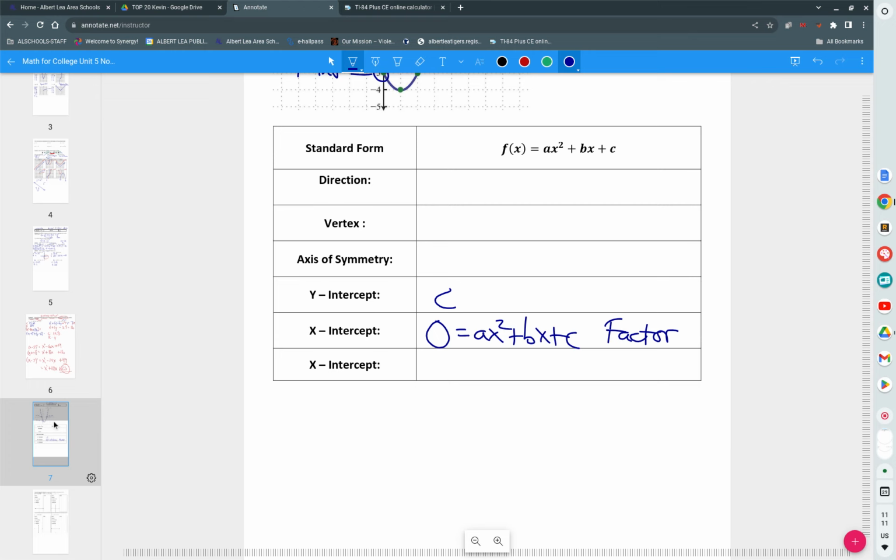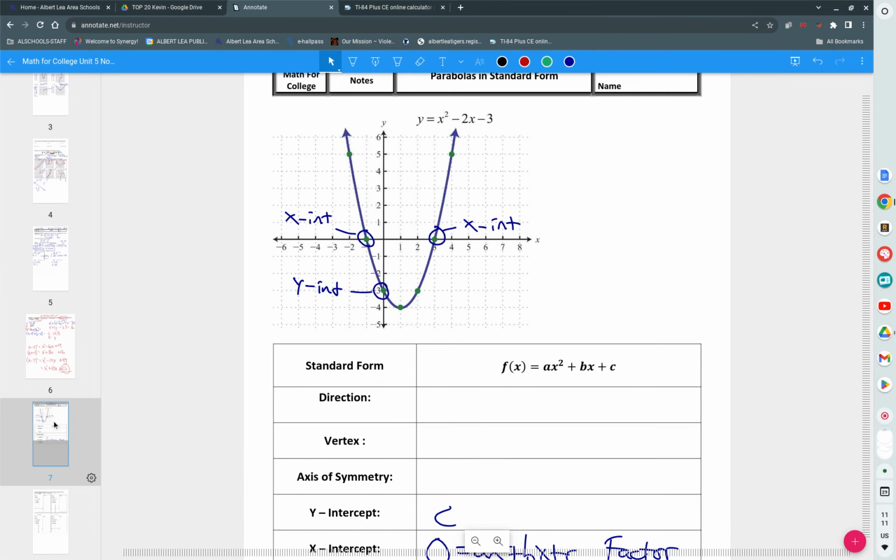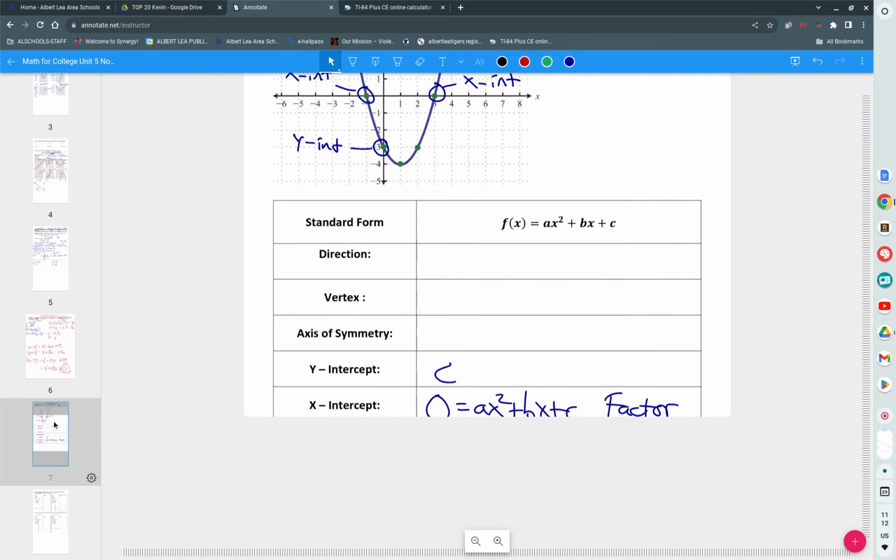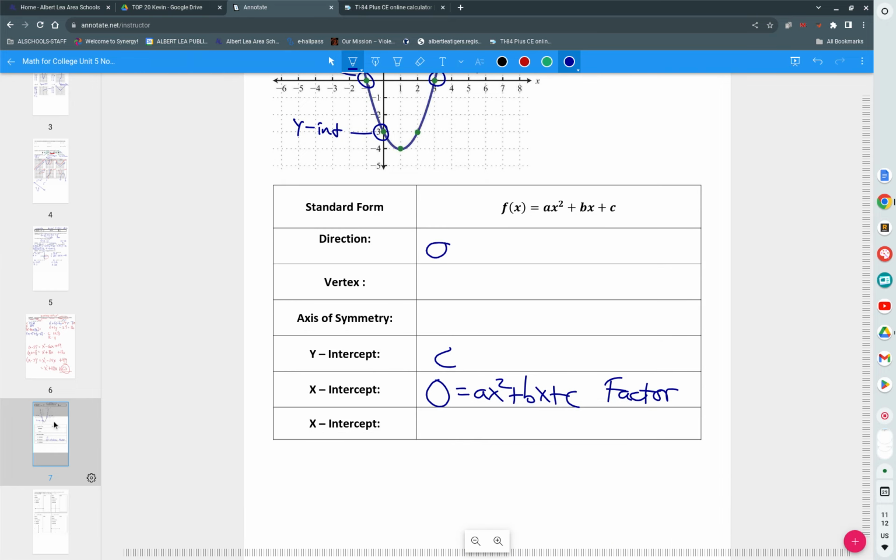Let's talk about direction. This parabola that I have right here is x squared minus 2x minus 3. It goes up. What do you think helps us know whether it goes up or down? If the value in front of the x squared, if a is positive, it goes up. If a is negative, it goes down.